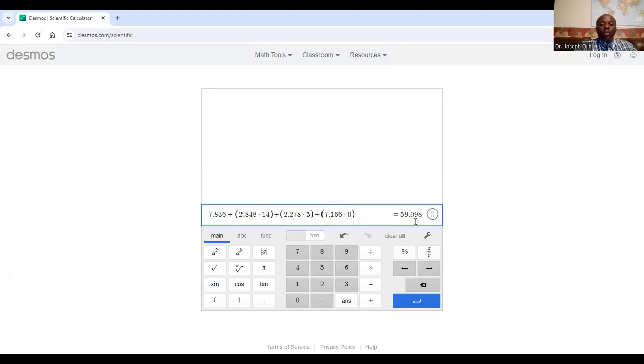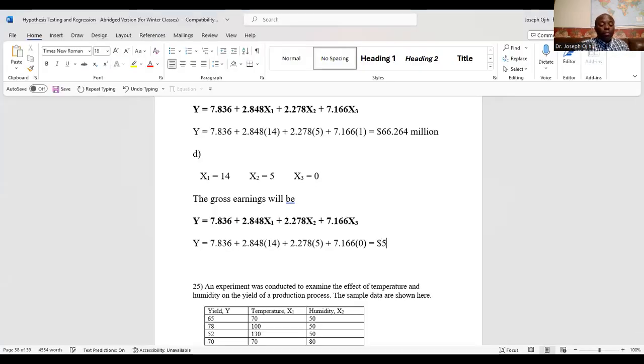I got 59 point, like that. 59.098 million. So our answer becomes 59.098 million when the movie is not based on a book.